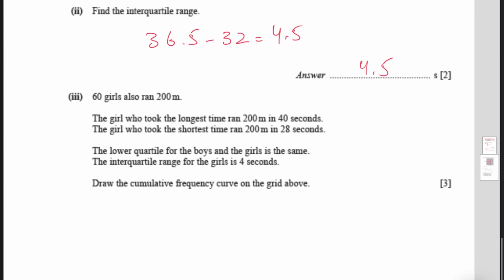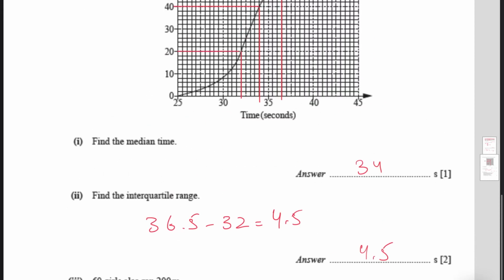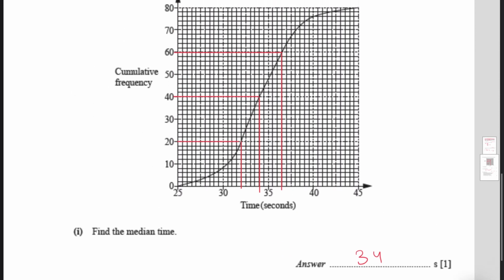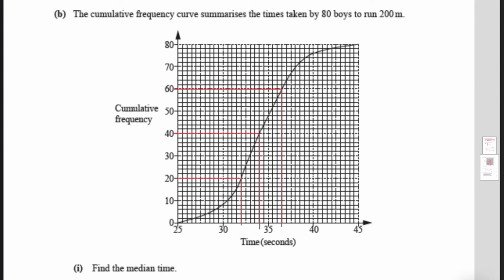The last part of the question says, 60 girls also ran 200 meters. The girl who took the longest time ran 200 meters in 40 seconds. So let's plot this first. 200 meters in 40 seconds. There were 60 girls. So at the 40th second, you put a dot at 40 and 60 right over here.